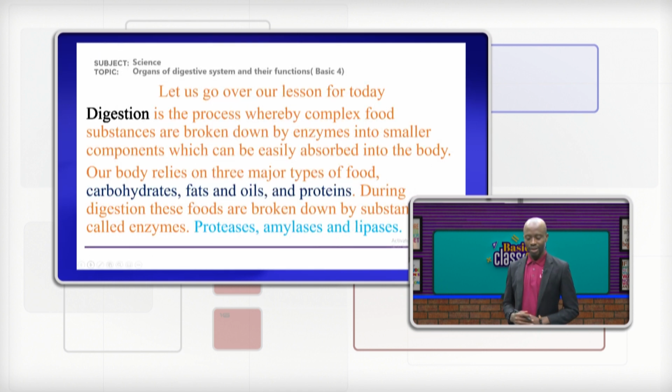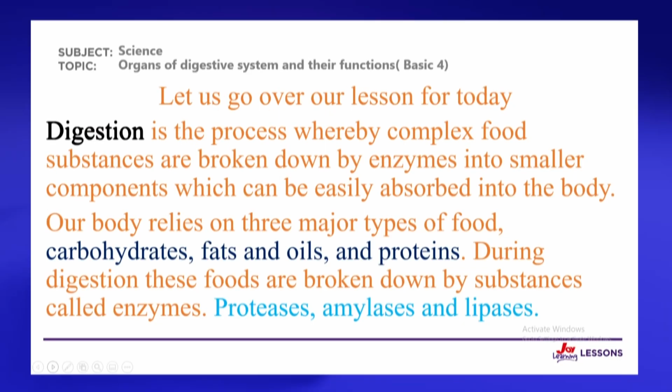Now, what have you learned today? We talk about digestion in humans. And we say digestion is the process whereby complex, bigger or larger food substances are broken down by enzymes into smaller components so that your body can absorb it. We said our body relies on three major types of food: carbohydrates, fats and oils, and proteins.